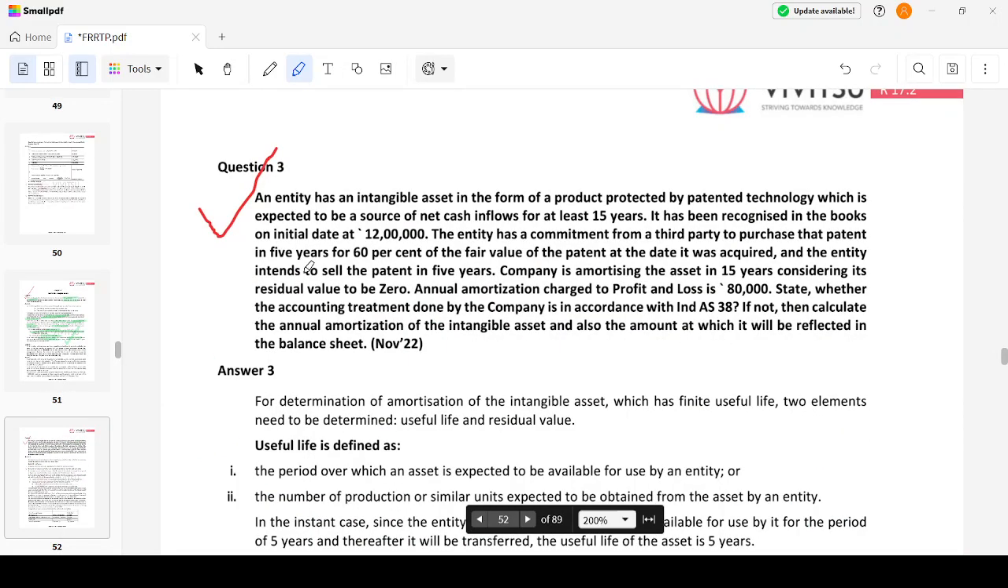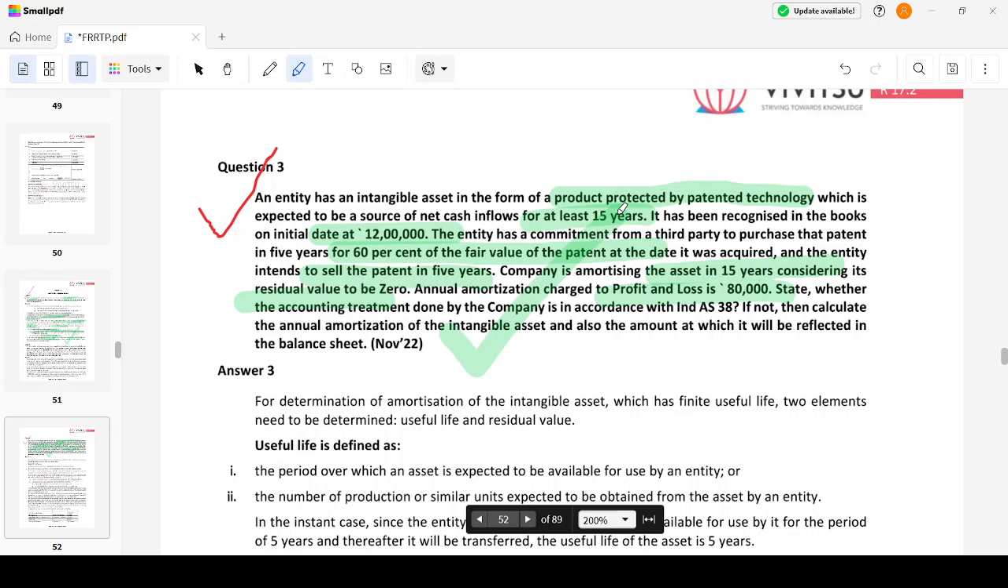So let's move on. An entity has identified an intangible asset in the form of a product protected by a patented technology, which is expected to be a source of net cash flow for at least 15 years. It has been recognized in the books of account initially at 12 lakhs. The entity has a commitment from a third party to purchase the patent at the end of 5 years for 60% of the fair value of the patent at the date it was acquired, and it intends to sell the patent in 5 years. The company is amortizing the asset over 15 years, considering its residual value to be 0. Annual amortization is charged to profit and loss account at the rate of 80,000. State whether the accounting treatment done by the company is in accordance with Ind AS 38. If not, compute the annual amortization of the intangible asset and also the amount at which it will be reflected in the balance sheet.